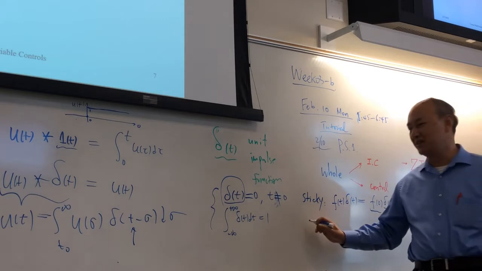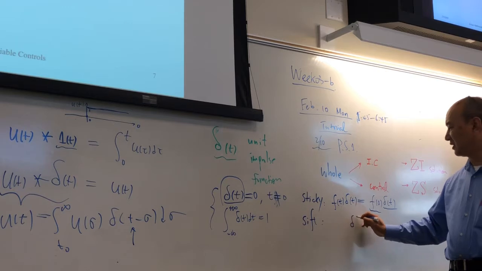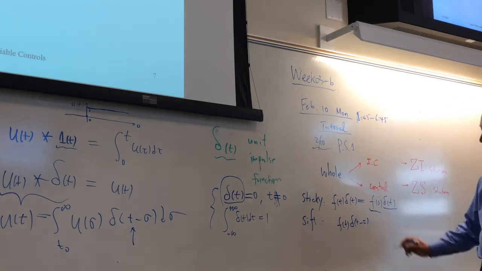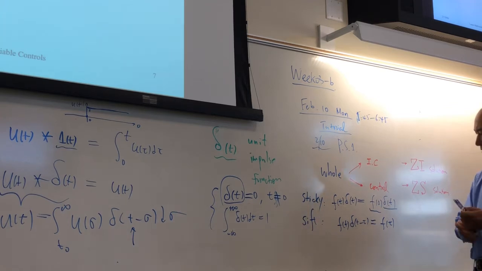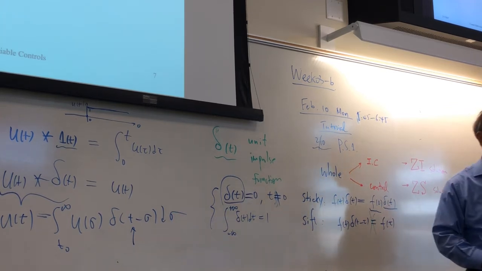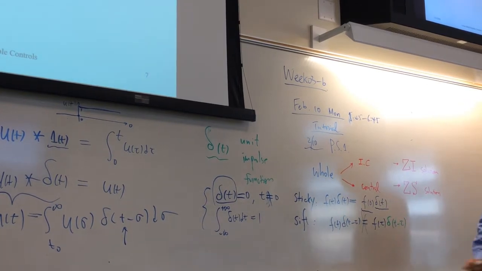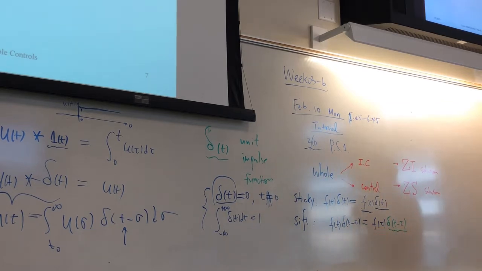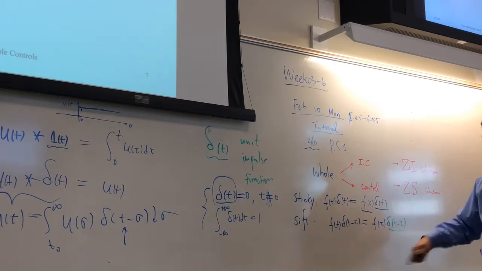Then there's another one called shift. Shift means if you have delta of t minus tau, and you have f(t) times this one, will this give you f(tau)? No, it's wrong. You cannot write it. You have to write delta of t minus tau again. So this is sticky, and still not wrong. You have to write this back to be right. The only thing you can say is that only when t is equal to tau is it non-zero, otherwise it's zero.